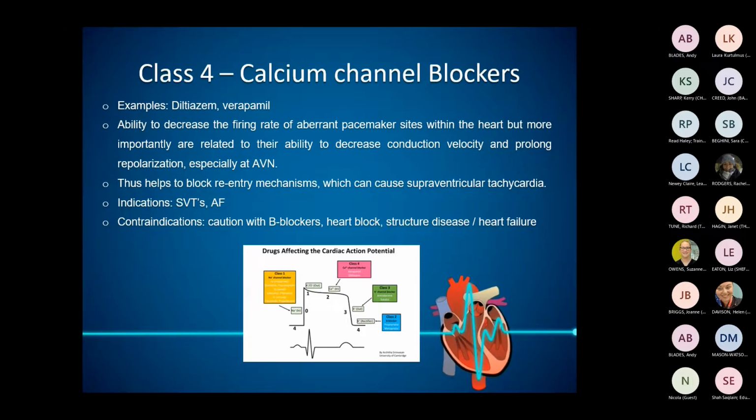The main side effects that we need to be careful of with all calcium channel blockers, even the ones that we use in hypertension, dihydropyridines and non-dihydropyridines, is very much around fluid overload and edema. We tend to see that a lot more with amlodipine and so on.